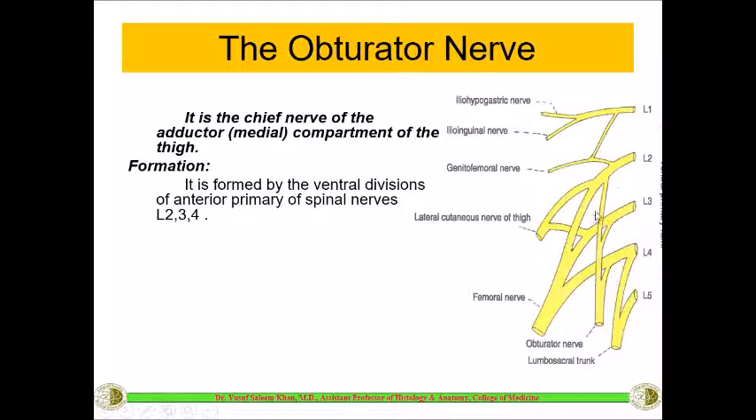So this obturator nerve, you should remember, is formed by the same root values as that of the femoral nerve, L2, L3 and L4, but this is by the ventral division of the anterior primary rami of the spinal nerves L2, L3 and L4.